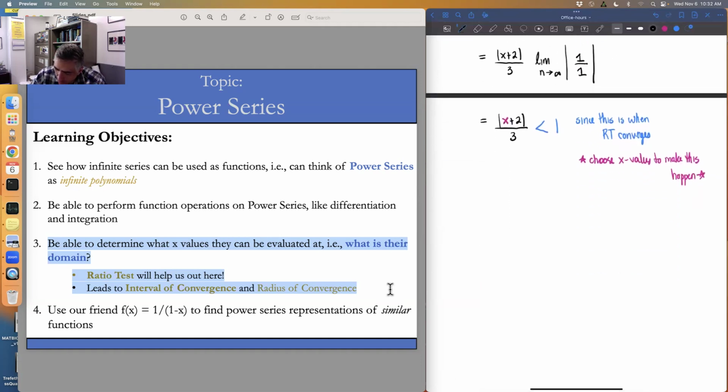So the next step I'm going to do, we're really going to focus in on this inequality now, since we want the absolute value of x+2 over 3 to be less than 1. So I'm just going to rewrite that down below, but I'm going to multiply both sides by that 3, so we have the absolute value of x+2 is less than 3. Now the reason why I'm doing this is this 3 on the right-hand side, we call this the radius of convergence.